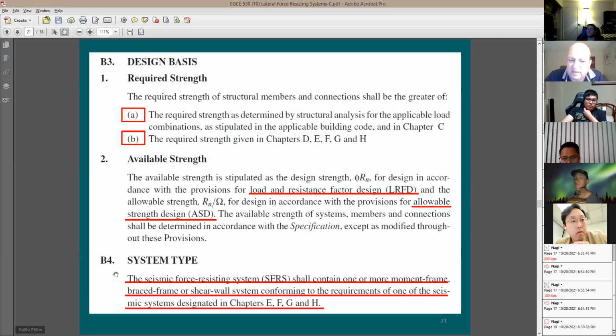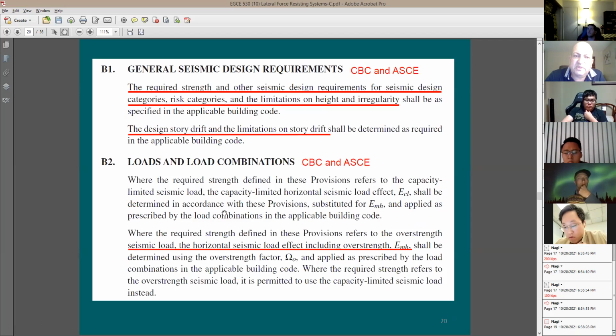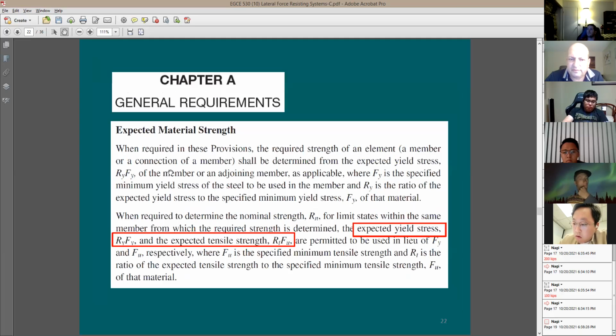And this is indicated here in the system type. As you see here, these are sections of chapter B. It says here B1 means chapter B, section 1, B2, and so forth. Now in chapter B, it says here some general requirements. The material is steel here. There's something very important that you need to understand.